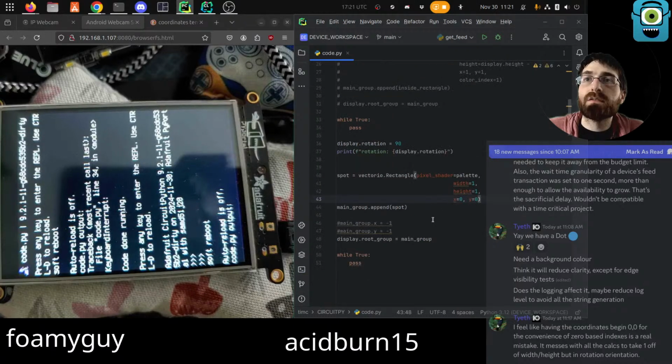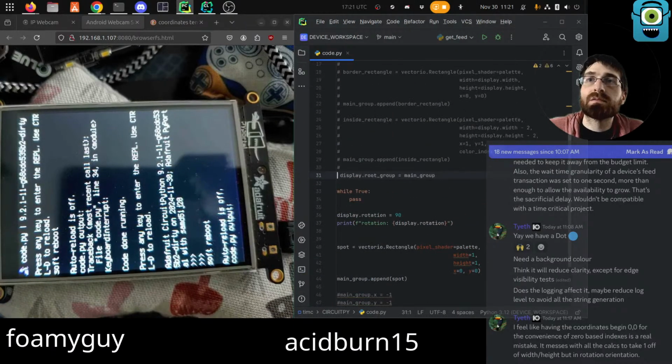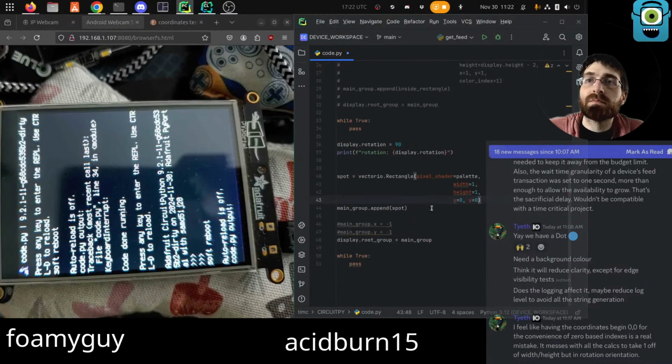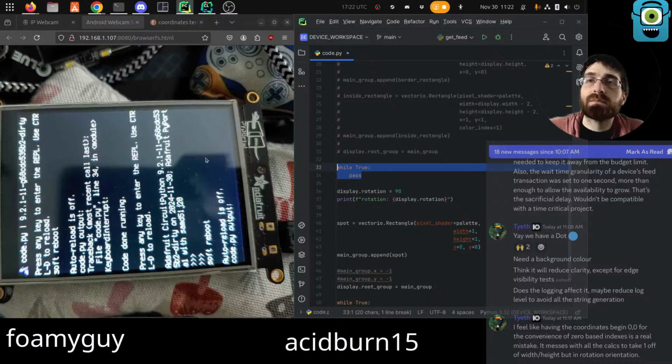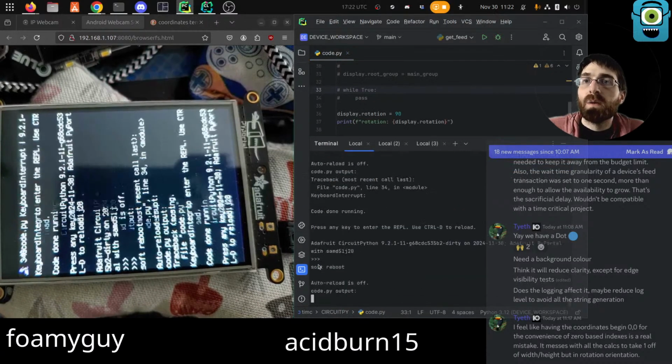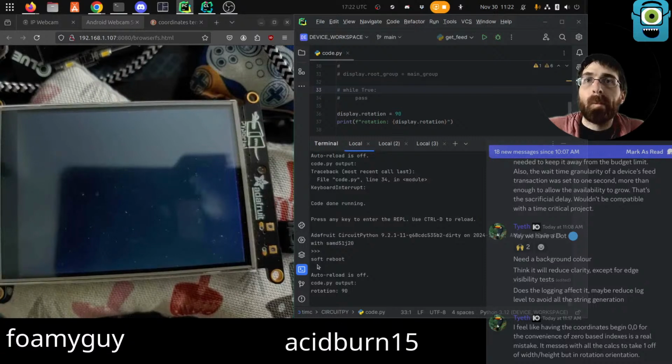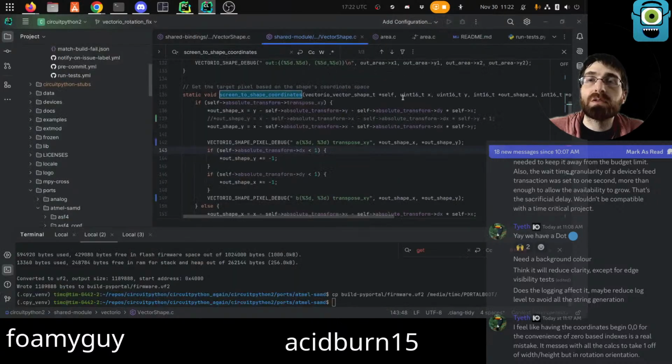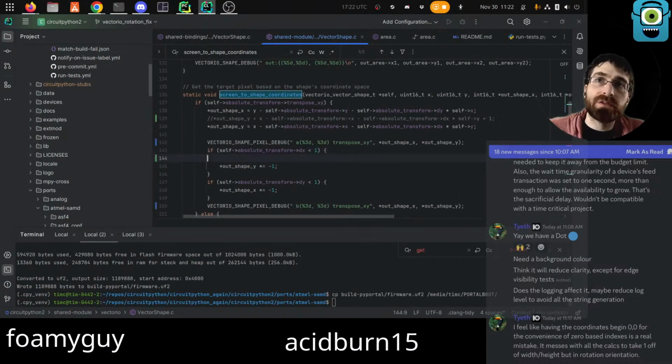Apparently forgot to call root group, I guess. Oh. Oh, okay. For one of these. Okay, so we're back in the original code. Back to 1 pixel. Let me add some more prints.